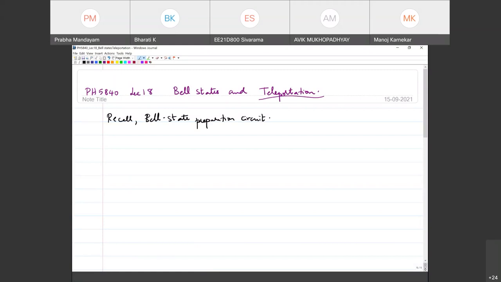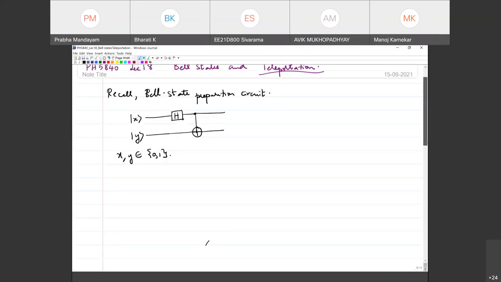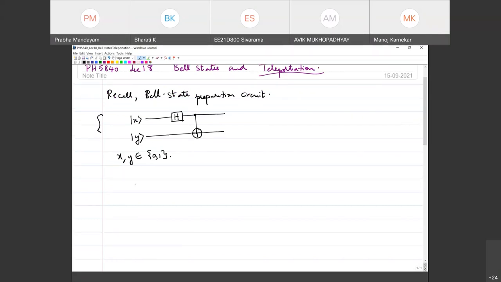Okay, so this is a 2-qubit circuit, right? Which started with a Hadamard, followed by a CNOT. Correct? That's it. So we said the input could be any of the 4 product states, right? As we discussed yesterday, if I have a 2-qubit register, then this is a state that belongs to C2 tensor C2, and the basis for this has these 4 states, 00, 01, 10, 11, and this input can be any of these 4 states.